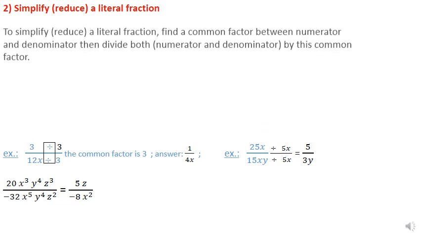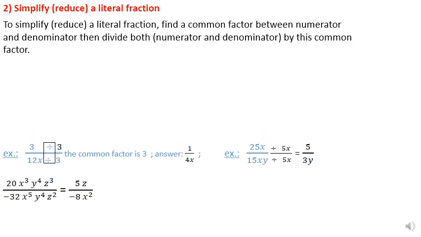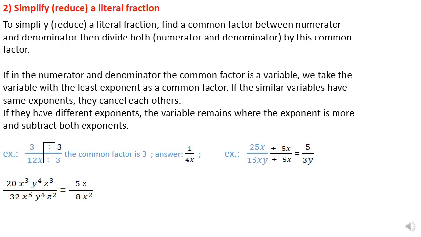So to simplify a letter fraction, it's to find the common factor between the numerator and the denominator. And the common factor could be a number, it could be a sign and a number, it could be a sign and a number and a letter. So it depends on the fraction itself. Let us take an example. 3 over 12x. I can divide both by 3. So the only common factor is a number. So I divide by 3 and I get 1 over 4x.